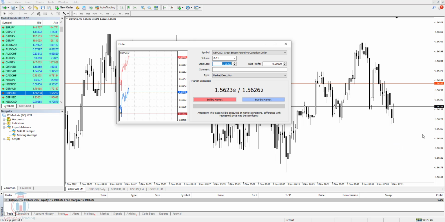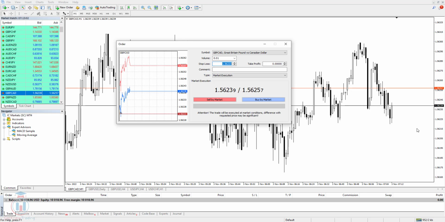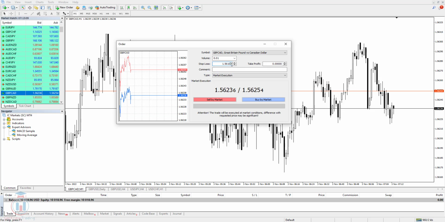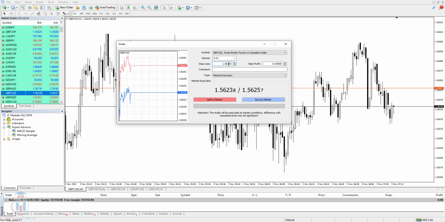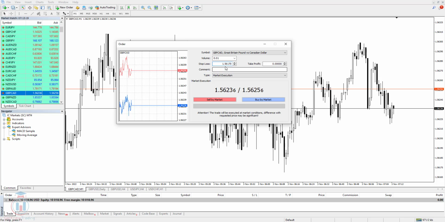So the stop loss should be below these two prices, especially below this bid price, which is 1.5623. So anything below this should be placed here inside stop loss. So if I put 1.5617, it is around here. So the stop loss will be placed here.